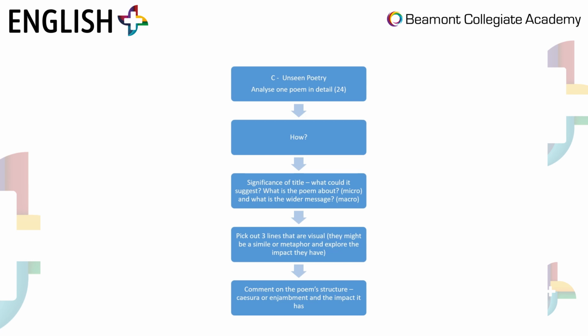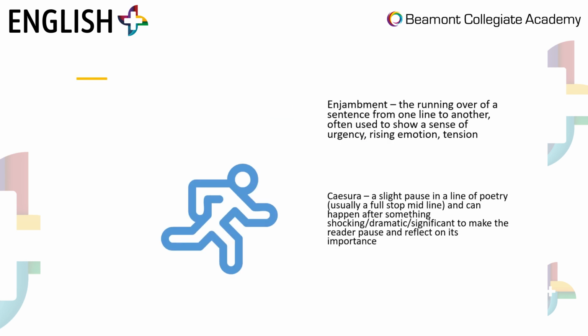24 marker, analyse one poem in detail. How do you do that? Well, look at the significance of the title. What could it suggest? What's the poem about? The micro. So, for example, a boy being bullied. And what's the wider message? The macro. Yeah, this is about the difficulties faced by children when starting secondary school. So, micro to macro, micro to macro. Pick out about 3 lines that you can analyse and comment on the poem's structure.